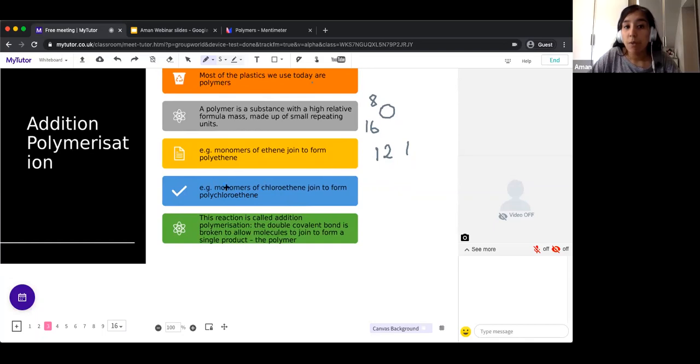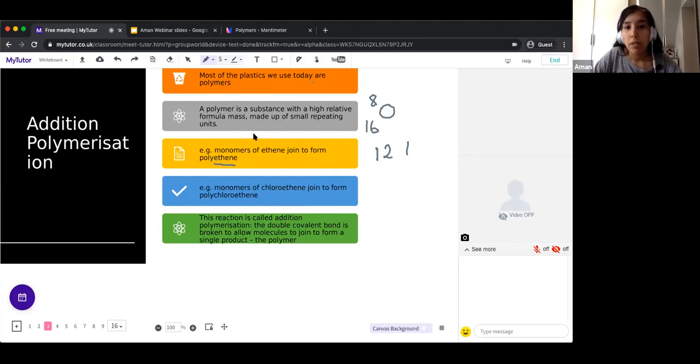Another example of a polymer is when we have monomers of chloroethene. Again, I'm going to go into this on the next slide and draw it out for you. And they join to form polychloroethene. So the one thing I want to just point out on this slide is usually when we have lots of alkenes joining together, we break the double bond, which is what happens in polymers, but we end up changing this to ethane. Does anyone know why we don't change it in polymers?